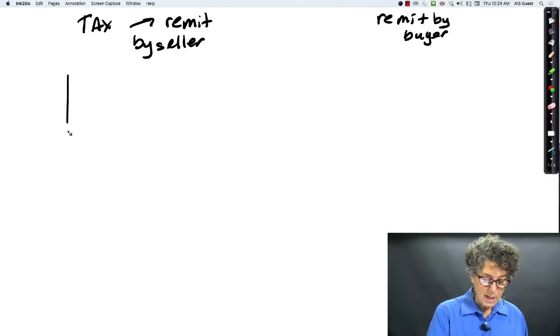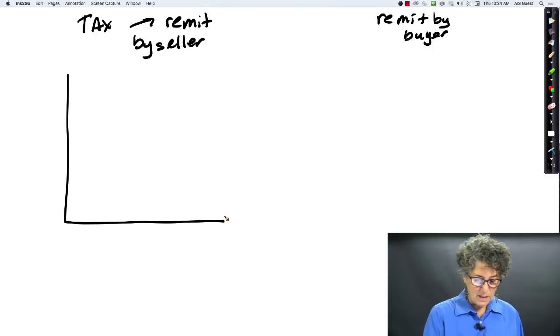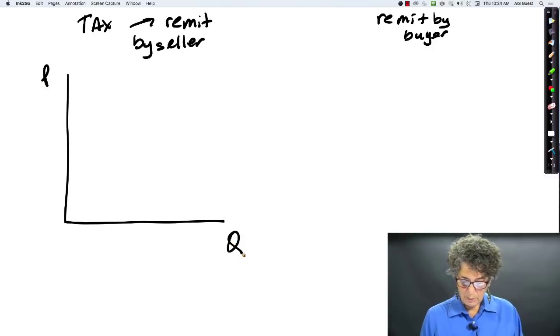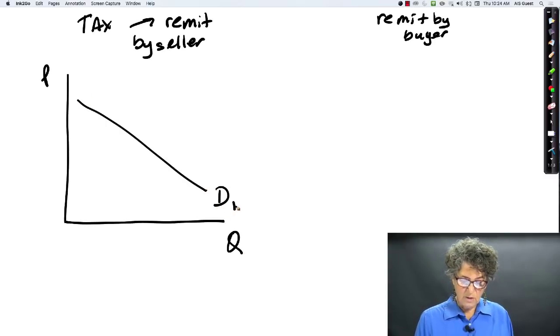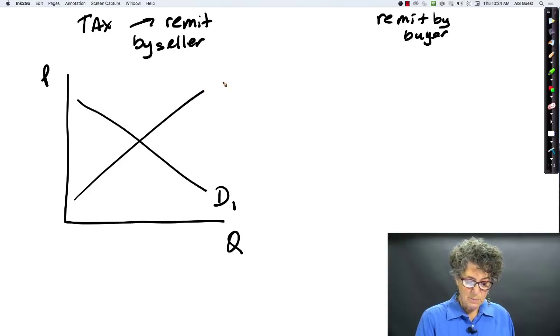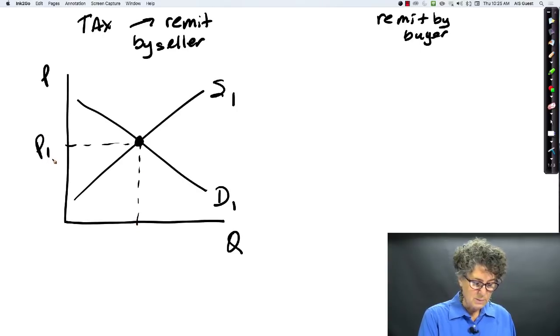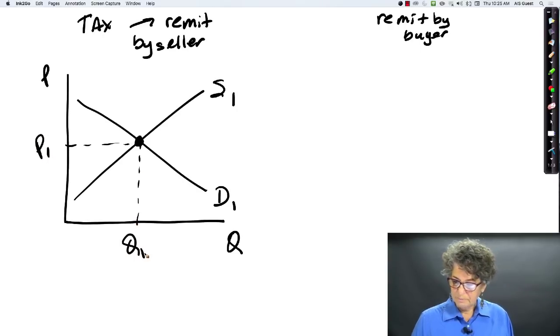So when the tax is remitted by the seller, that's the usual way in which we model a tax. We again always put price on the vertical and quantity on the horizontal axis. Start out with some downward sloping demand curve, I'll call it D1, some upward sloping supply curve, I'll call it S1, and in that case the equilibrium before the tax is price P1 and quantity Q1.